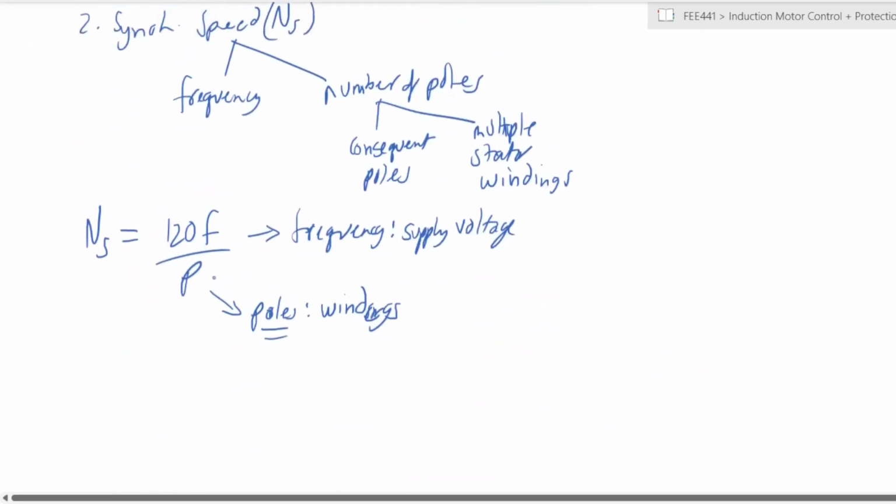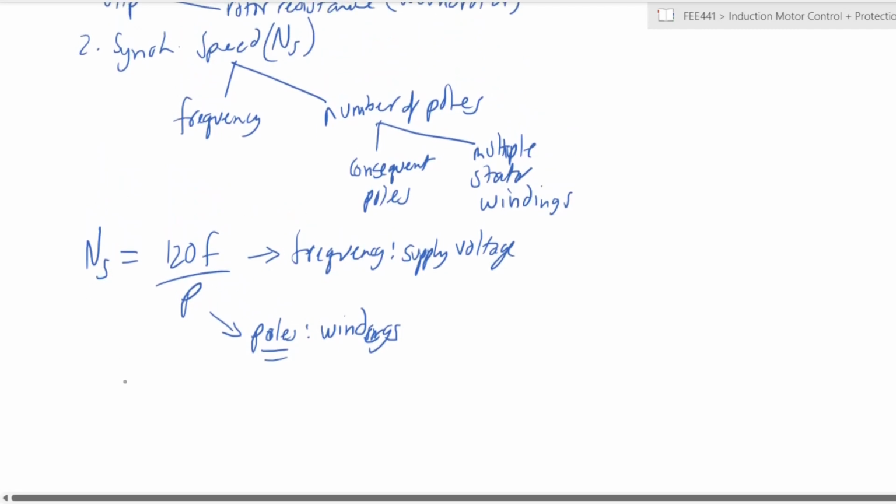And if you go back to now our formula, so this means that if you had NS1 with 2 poles, NS2 with 4 poles will then have half as much speed. So whereas if your NS in this case was say 1500, your NS2 with 4 poles will be 750 RPM.